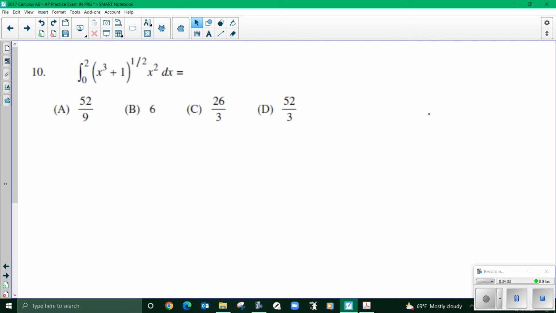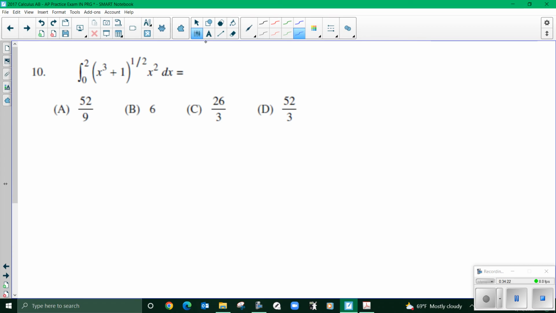Now, let's go. I'm going to integrate this. I can't really apply the power rule to the x cubed plus 1, which is to the power of 1/2. That's under a square root. That's going to be messy.